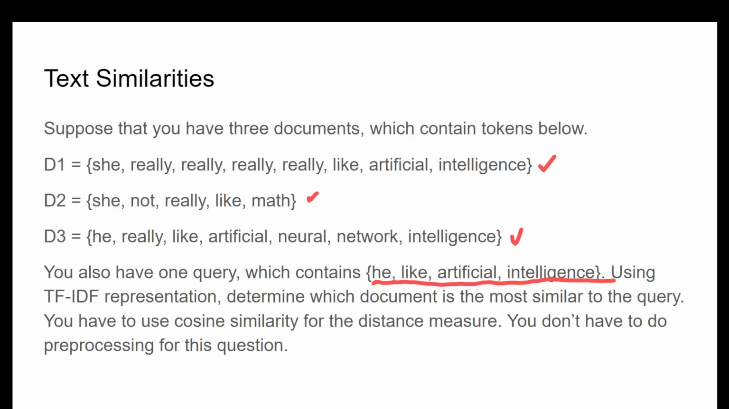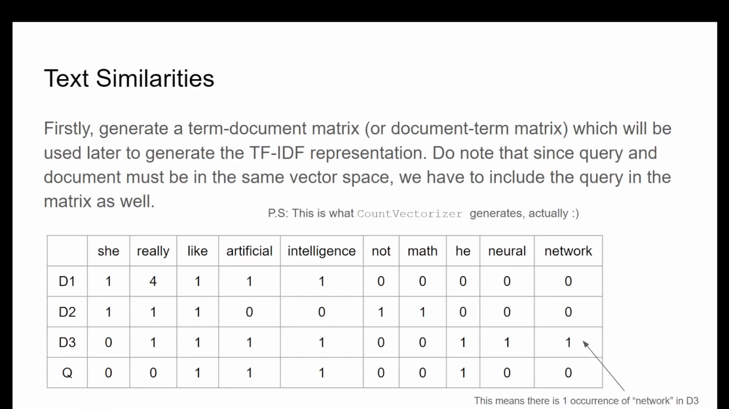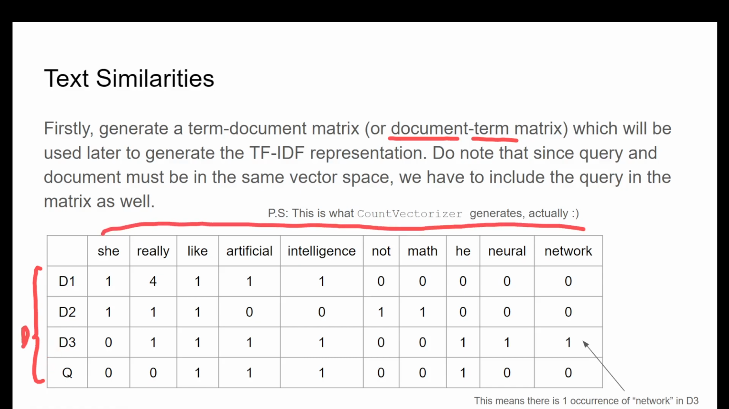So let's just start. The first one is you want to generate this term document matrix, or perhaps people say document term matrix, because you can see why it is called document term matrix. It's basically because this is the document and this is the term, right? This kind of table will be used later to generate the TF-IDF, and we will see the relation between this table and the TF-IDF table later.